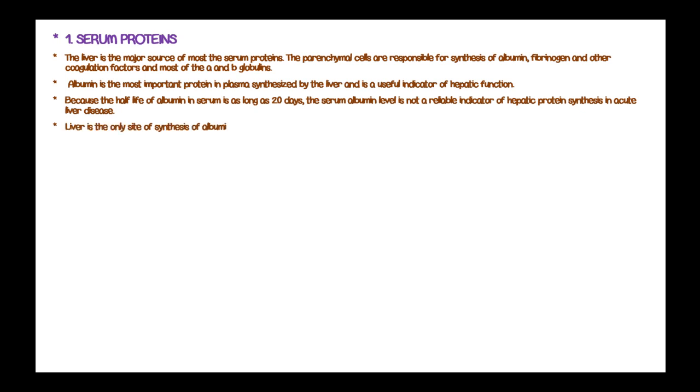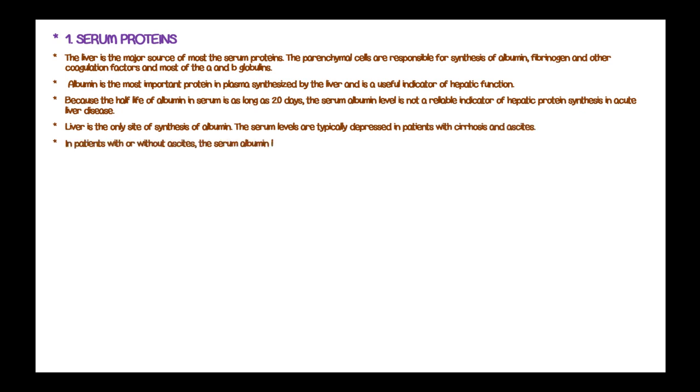Because the half-life of albumin in serum is as long as 20 days, serum albumin is not a reliable indicator of hepatic protein synthesis in acute liver disease. The liver is the only site of synthesis of this protein, and the serum levels are typically depressed in patients with cirrhosis and ascites. In patients with or without ascites, serum albumin levels correlate with prognosis.